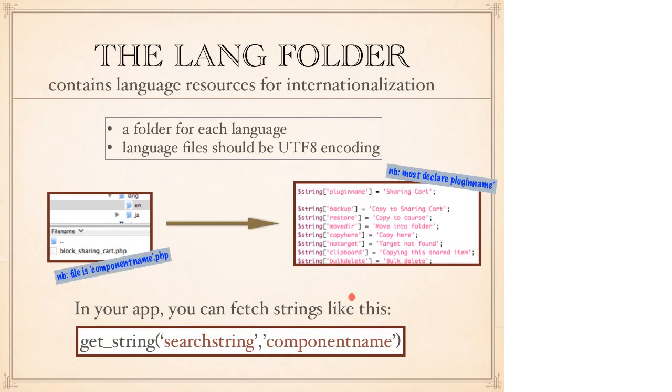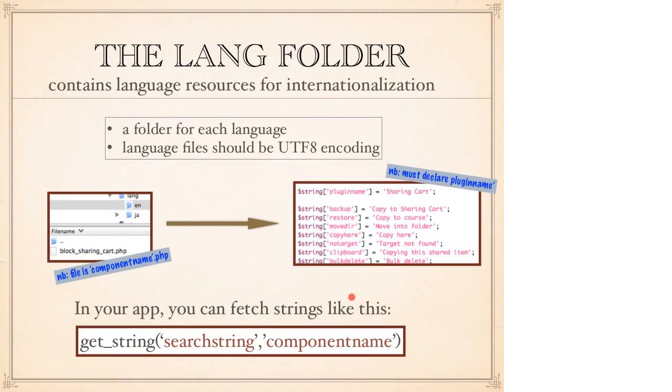Even for something like WordPress, where everything is generally pretty simple, it's not quite as easy to implement as on Moodle. So you just have a folder for each language, so EN for English, JA I think for Japanese, and then the language file should be UTF-8 encoded, and then it's just declared as in the screenshots there.